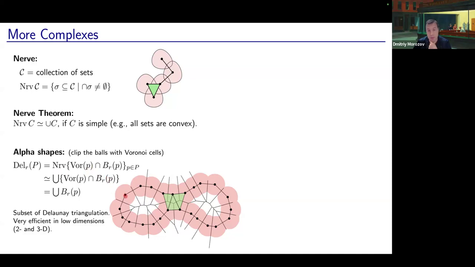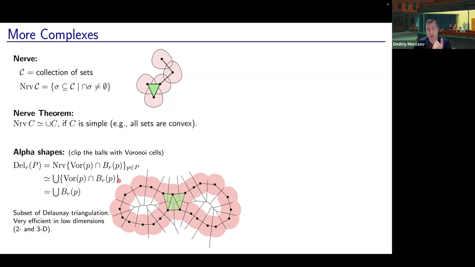Take your points, take their Voronoi diagram, and now intersect each ball with its Voronoi cell. So now I've clipped all the balls by their respective Voronoi cells. The union, of course, hasn't changed, because if a ball goes into somebody else's Voronoi cell, it's going to be covered by the ball who owns that Voronoi cell. So the union of balls and the union of these clipped balls is the same. These clippings are still convex, and so we can take their nerve. If I were to set R to be infinite, it would be the Delaunay triangulation. And if I set it to be some finite radius, then it's known as alpha shapes. And this is what you see in this picture.